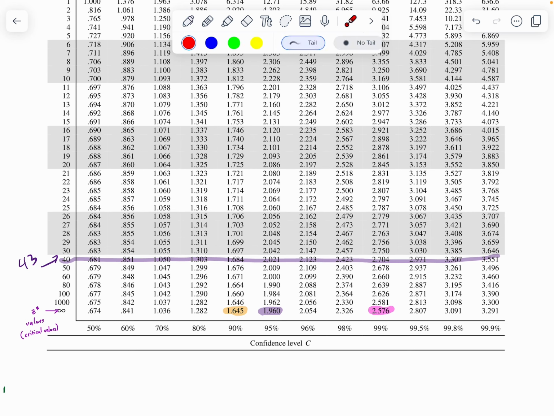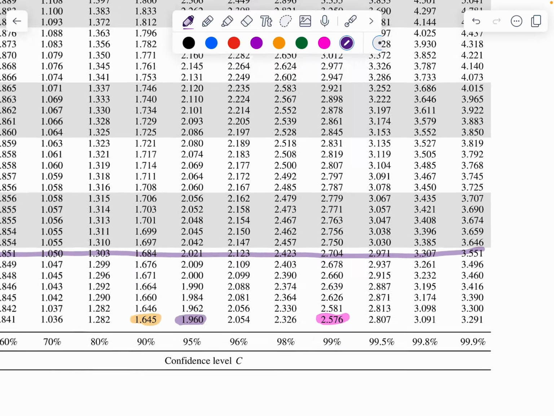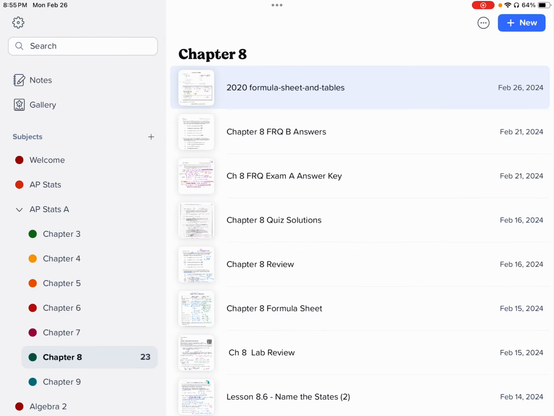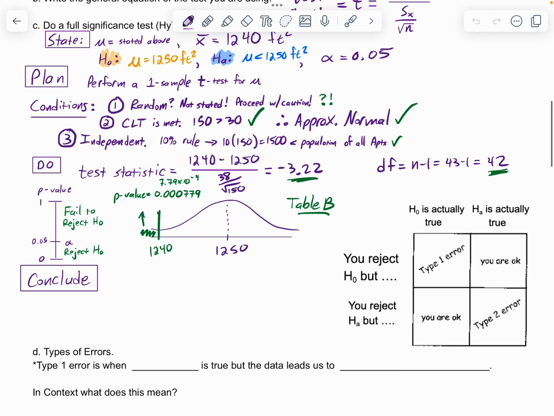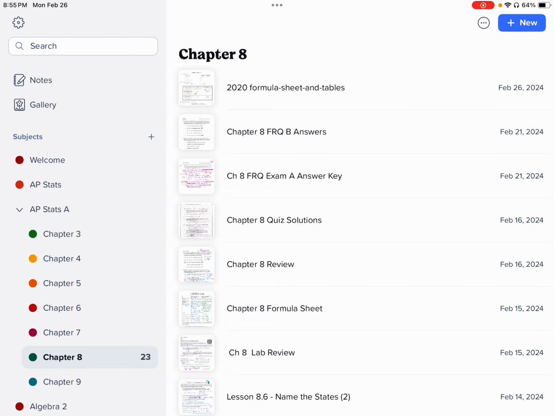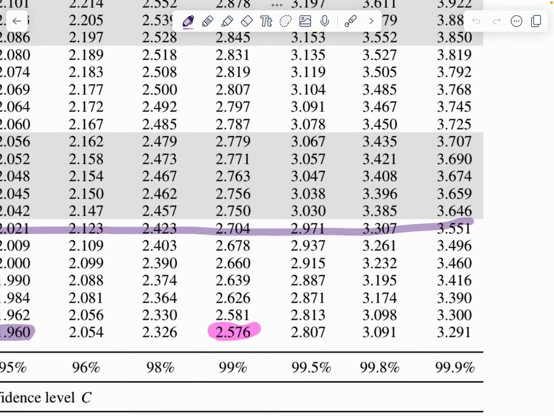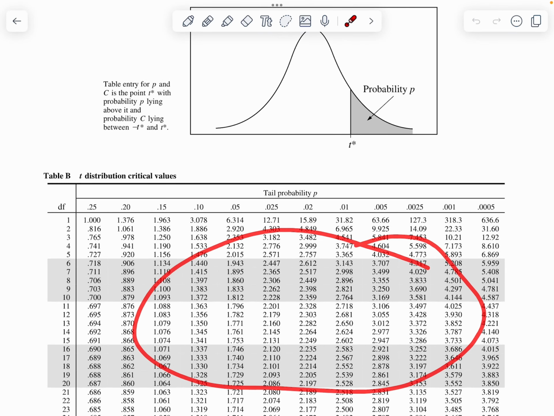And what you're looking for as you scan the row is where in here is my test statistic. Remember, it was, I already forgot it. It was negative, oh, negative 3.22, right? Yep, right there. Okay. Negative 3.22. Now, one other thing real quick. These are all positive, right? You notice these are all positive?